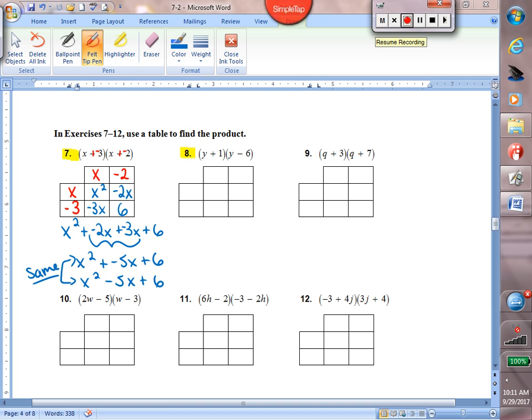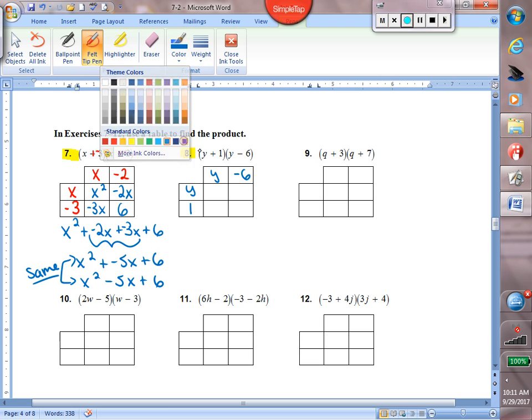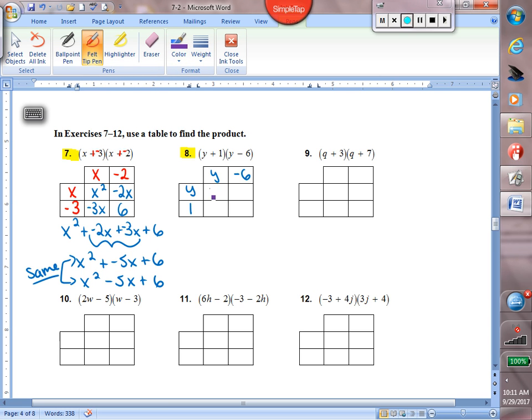In example number 8, I need to put my first binomial in the first column, my second one in the top row. y times y would give me y squared. y times negative 6, negative 6y. 1 times y just gives me y. 1 times negative 6 is just negative 6.